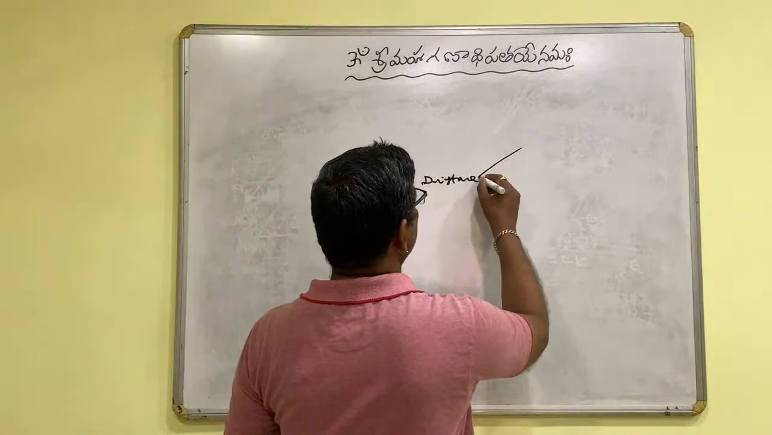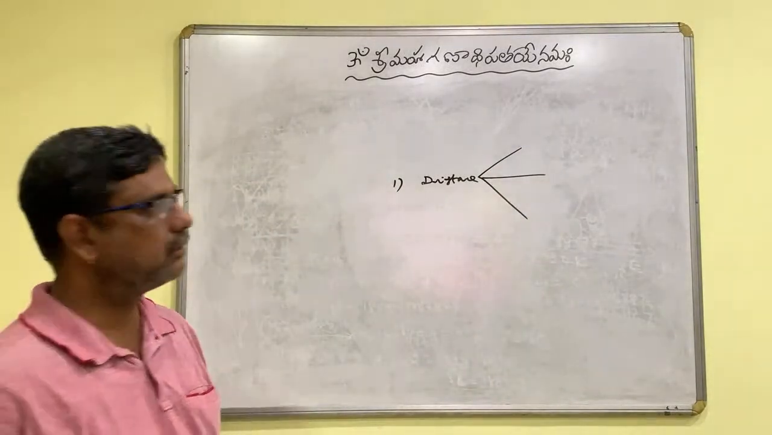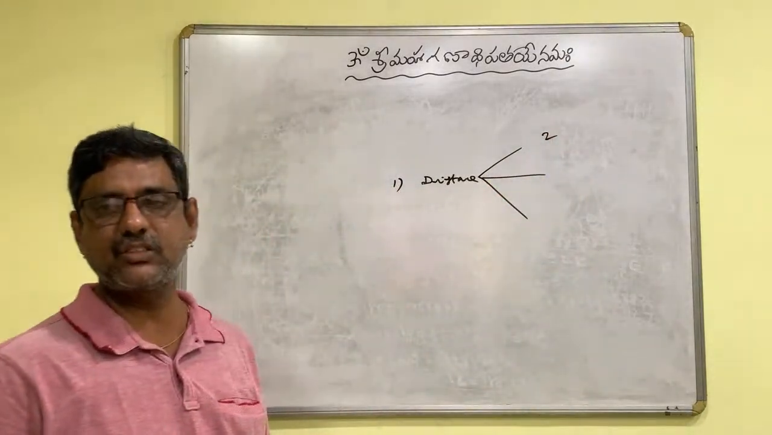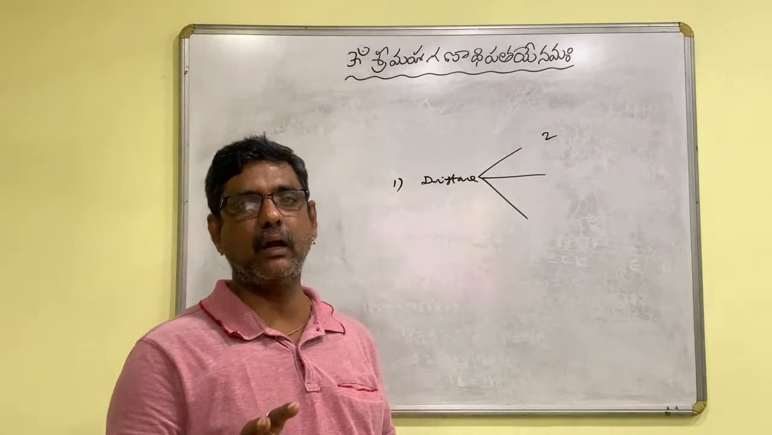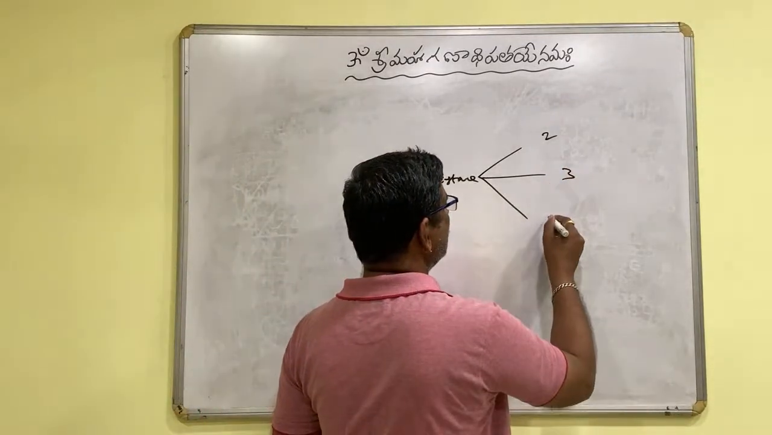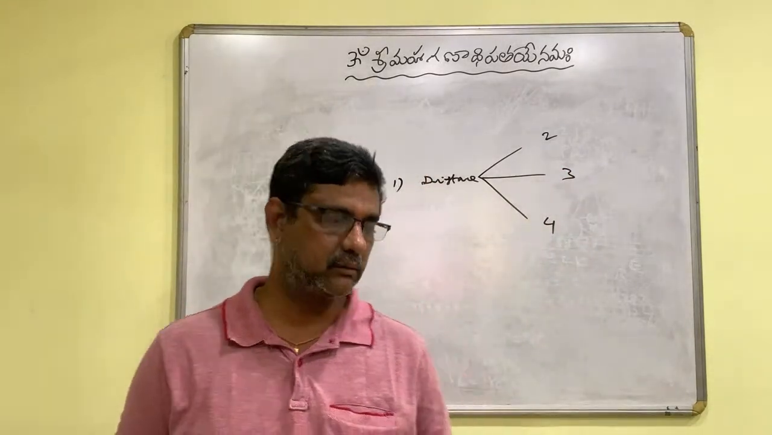And distance formula again will have different types. Distance between 2 points means applying distance formula on 2 points, on 3 points and on 4 points. This is what you have to understand.